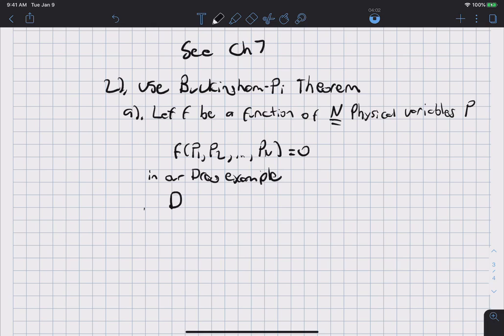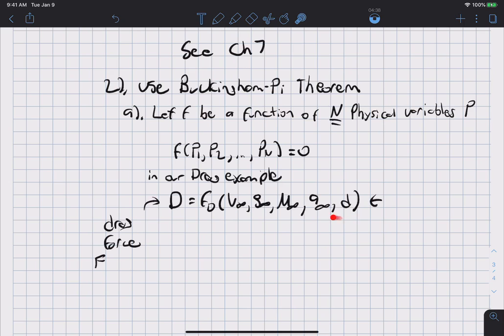we say the drag force D, and the book calls that F, but I'm just used to using D for that. D will be equal to some drag force function, and that's a function of all of our physical variables that we selected. So that'd be V infinity, rho infinity, the viscosity far away from the object, speed of sound, and the diameter of the object.